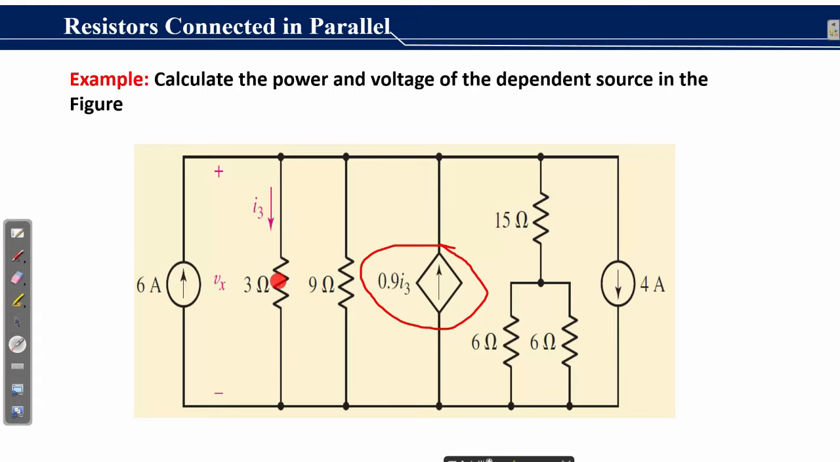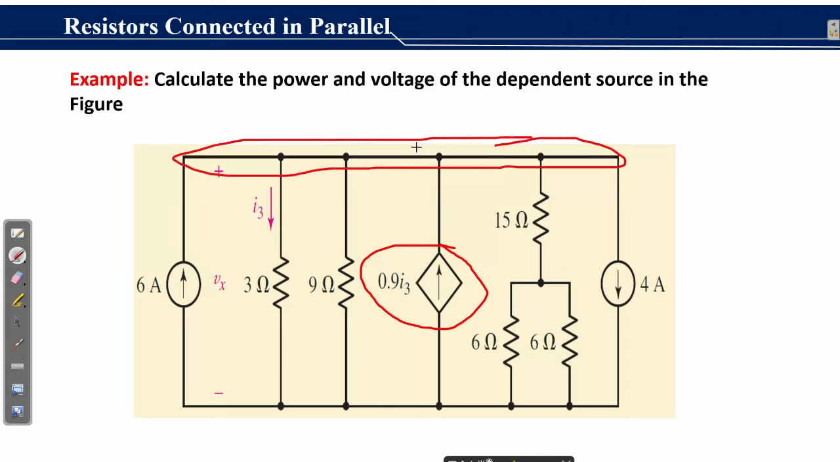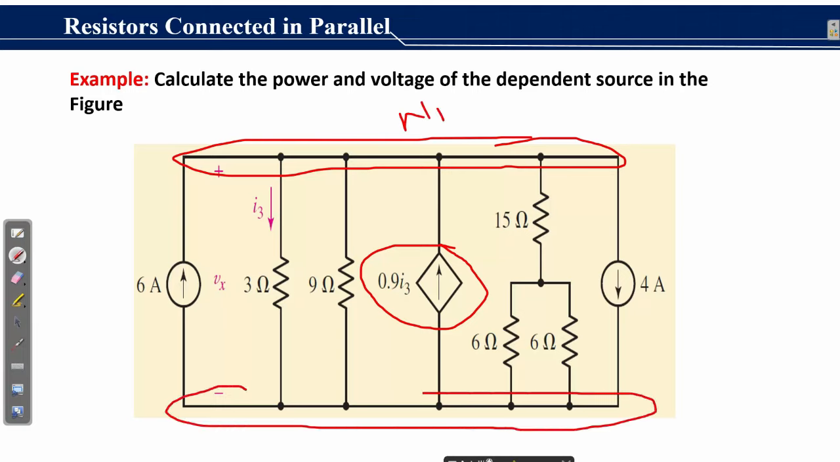I3 is the current across this 3 ohm resistor, while Vx is the node voltage, which is the same across all the circuit elements in this circuit. We try to understand another thing, and we point out two nodes in this circuit. That is, this will be node N1 and this will be node N2 of this circuit. So let's try to solve this circuit.